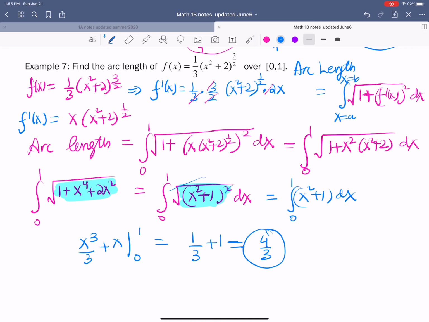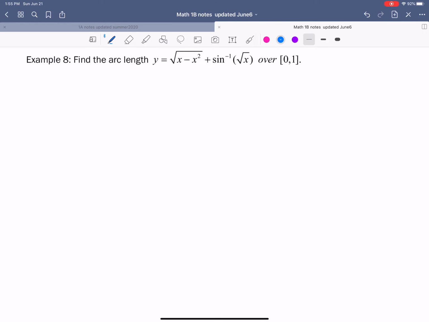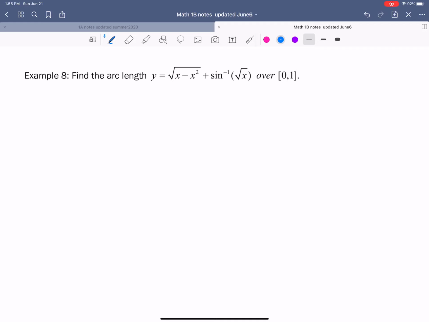All right, couple more examples. Only 2 more left for the arc length. So let's check out number 8 next. Your integration technique has to be profound in order to solve these problems because you should know all your techniques of evaluating basic integrals.